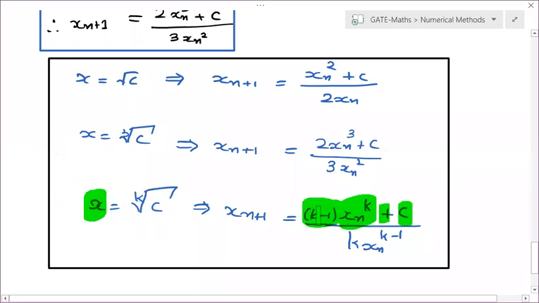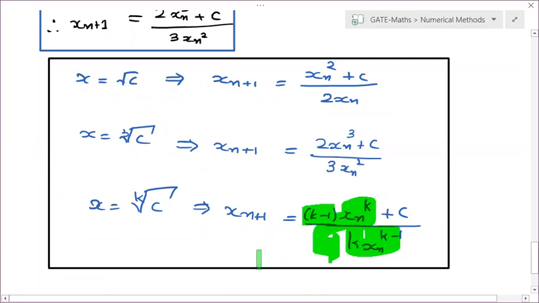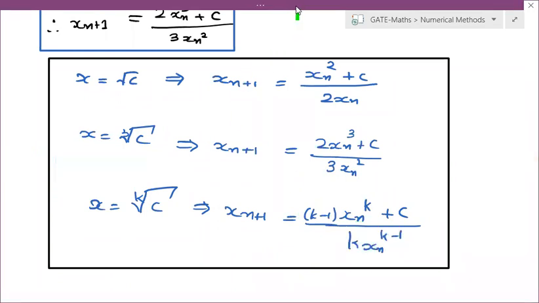And above, ahead of this, I will take its power, or I'll subtract 1 from its power, so it will become k minus 1. And I'll write its differentiation in the denominator. It is k x to the power k minus 1. Okay, is it clear now?